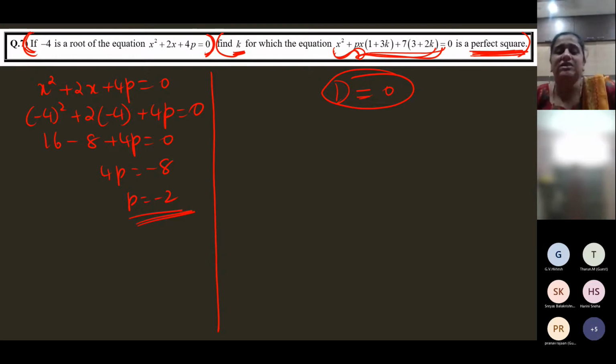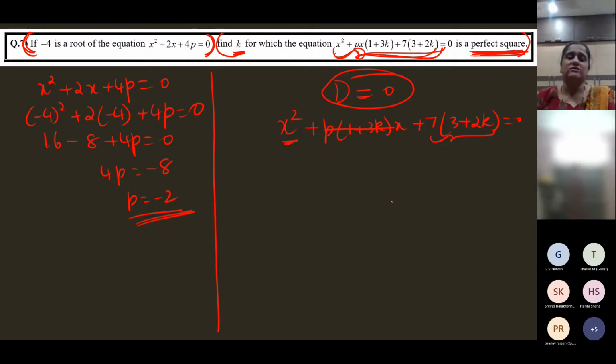Now next, is this one in the standard form? X square plus P into 1 plus 3K, you can put the X here, plus 7 into 3 plus 2K is equal to 0. Yes, absolutely. It is in the standard form. Here you can see the X square term, you can see the X term and its coefficient, and you can see the constant without X or X square. Yes or no?